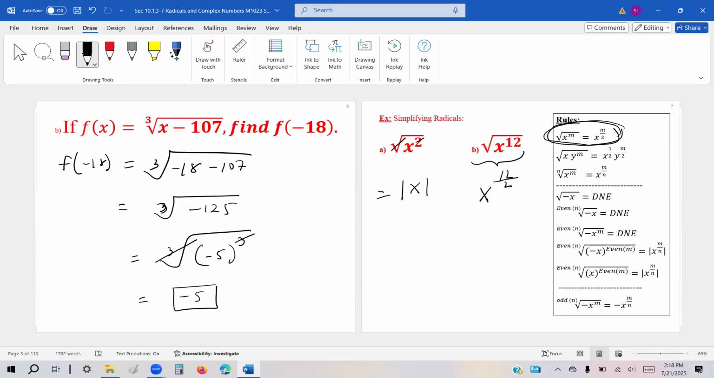So if you have a root and a power, the radical goes in the denominator, the power goes in the numerator. So it's 12 divided by 2. And what is 12 divided by 2? 6. So it's automatically positive. Anytime you multiply something an even number of times, the answer is automatically positive. So you don't have to put absolute value because you already know the answer is definitely positive.